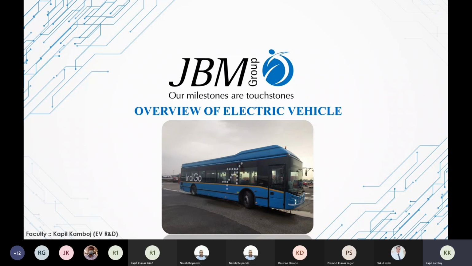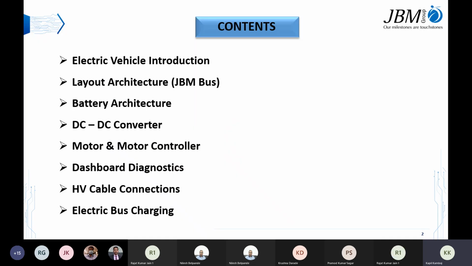So today we'll organize a small training where we will try to explain the basic architecture of our electric bus. I can show the content: the layout architecture, the battery architecture, our DC-DC converter, motor controller, our diagnostics which we have prepared, HV cable connections, and electric bus charging, meaning what problems we are facing and how we are diagnosing all things. In the meantime, if anyone has any question, every PPT, once we go to the next, we can discuss that as well.